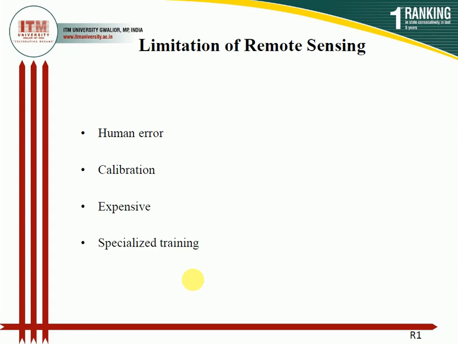Which type of sensor to use, and where to mount that particular sensor, are all decided by humans. So there are chances of human error in taking the pictures or images of a particular target object. Calibration is another problem in remote sensing, because each and every sensor needs to be calibrated, and if proper calibration is not made, then the result will be erroneous. It is an expensive process and needs specialized training for perfect operation of the sensor.